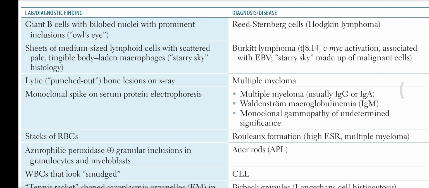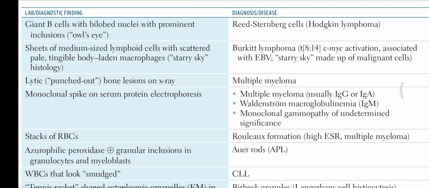Sheets of medium-sized lymphoid cells with scattered pale, tingible body-laden macrophages, or starry sky histology. Starry sky histology. Burkitt lymphoma.